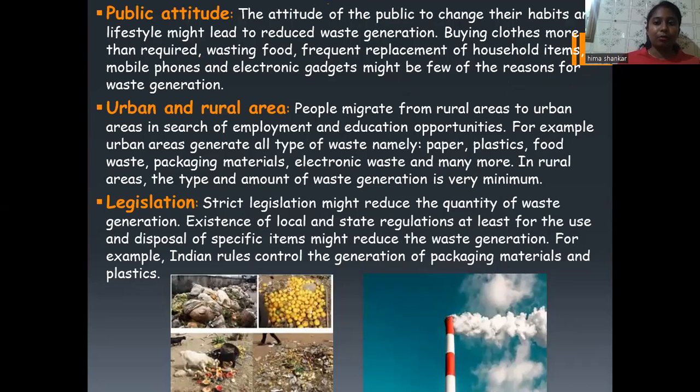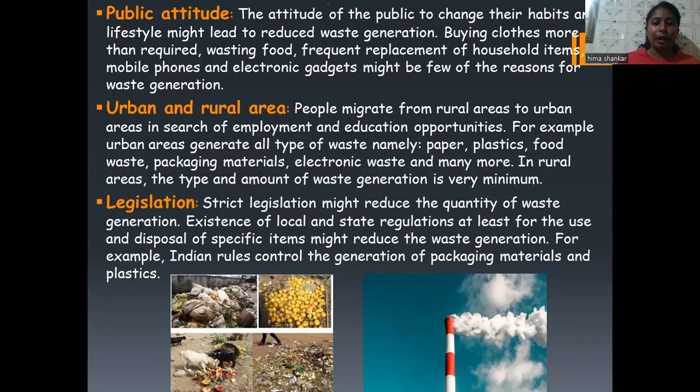Public attitude. A change in the public's habits and lifestyle might lead to reduced waste generation. Buying clothes more than required, wasting food, frequent replacement of household items, mobile phones, and electronic gadgets might be a few reasons for waste generation. You should limit yourself on some things, and not buy more than required, so that the waste you create will be very little. The per capita waste generated can be controlled.